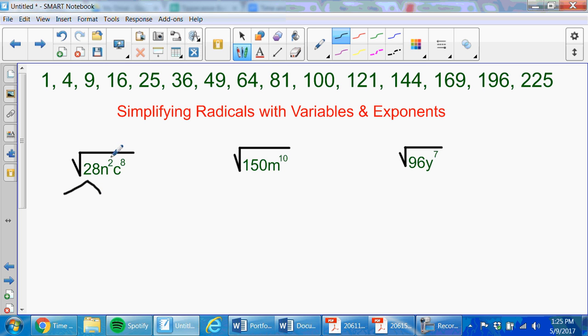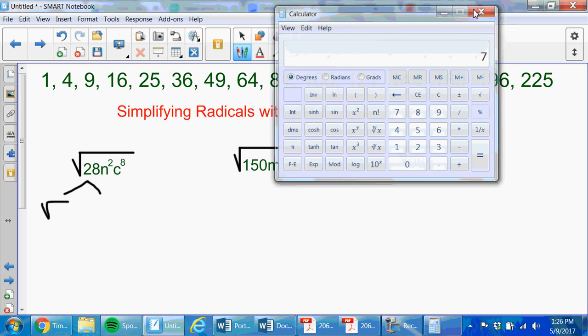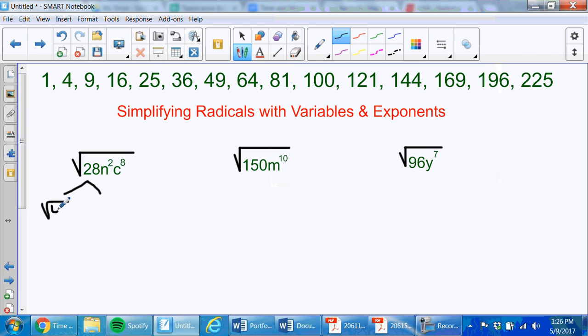First I've got to split up the square root of 28. I believe 28 can be divided by 4. That gets me 7. So I'm going to write square root of 4 times square root of 7, times, I'm going to break up also square root of n squared, times the square root of c to the 8th power.